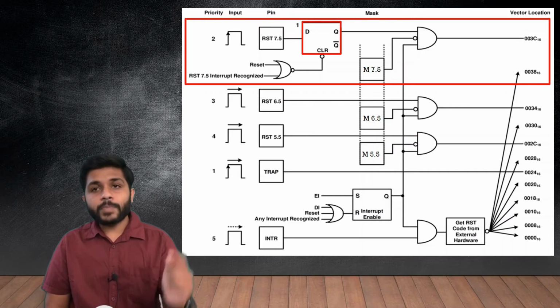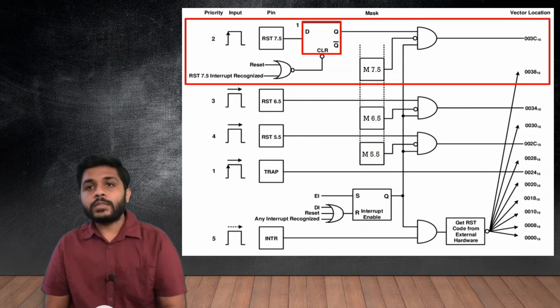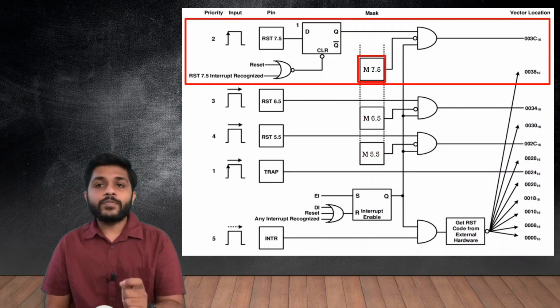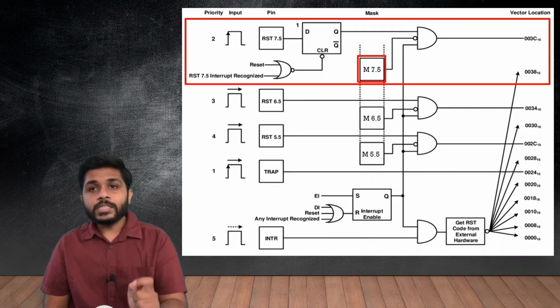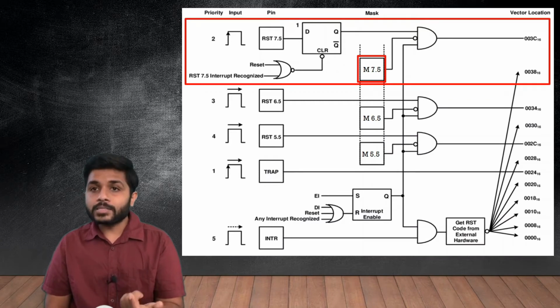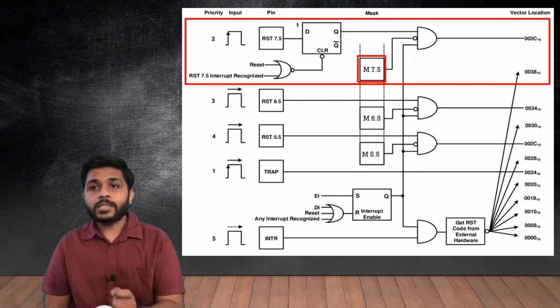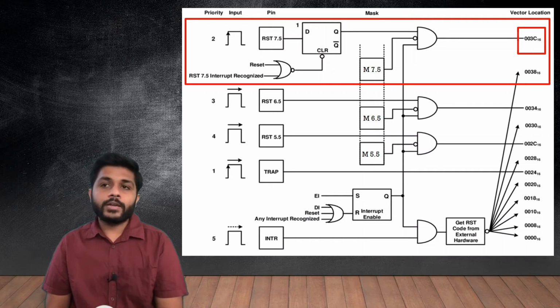So whenever there is a spike, this interrupt will be stored in the D flip-flop. You can see that there is a mask 7.5 pin. So if the RST 7.5 interrupt is not masked, the value of this pin will be 0. And when this interrupt is not masked, we are going to get the vector location for the RST 7.5 interrupt.